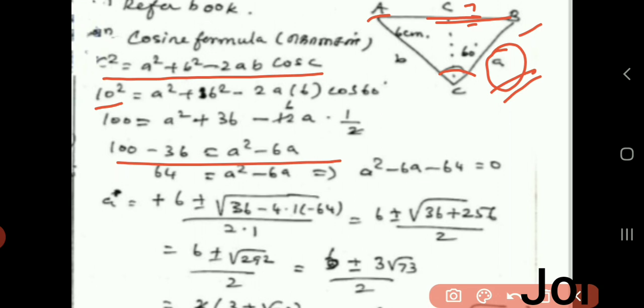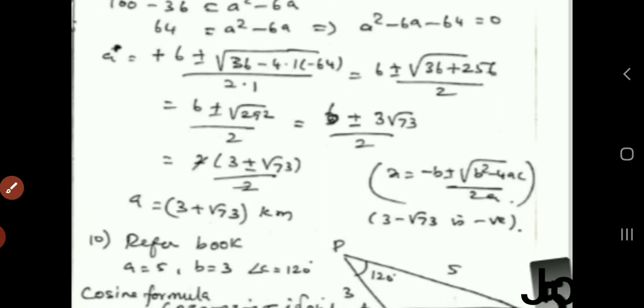Therefore, we can easily find the value of A square here. Now we got A square minus 6A minus 64 equal to 0. We couldn't factorize this one, so we want to use the formula of minus B plus or minus root of B square minus 4AC divided by 2A. And then substitute everything there. Therefore, we have the value of A now. That A is nothing but 3 plus root 73 kilometer. Here we have plus and minus both the values, isn't it? The distance will always be positive, so we want to take 3 plus root 73 kilometer.